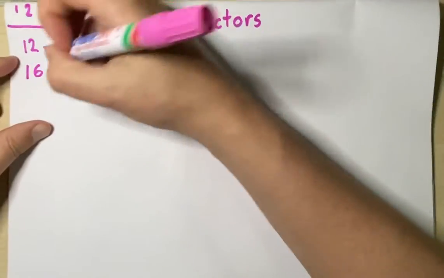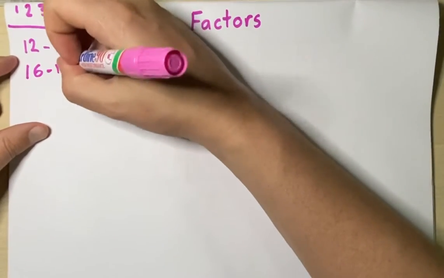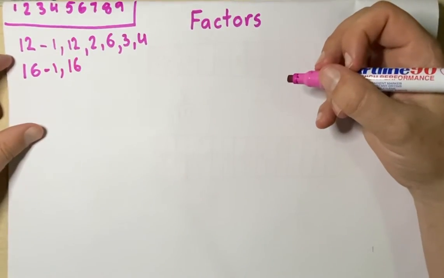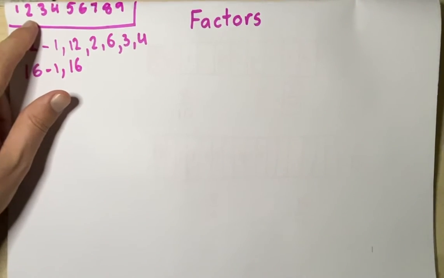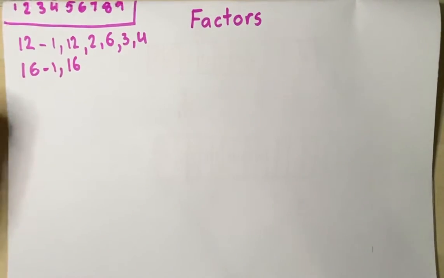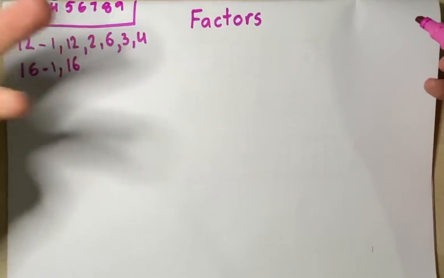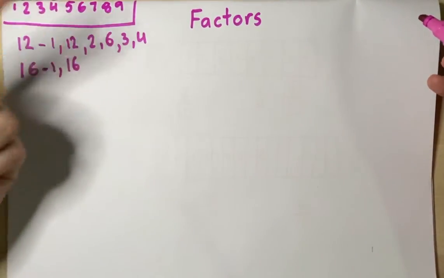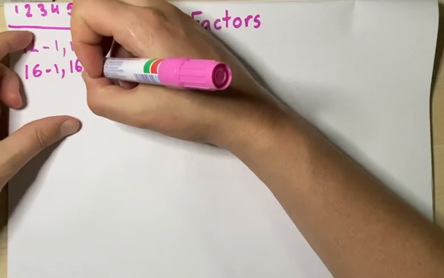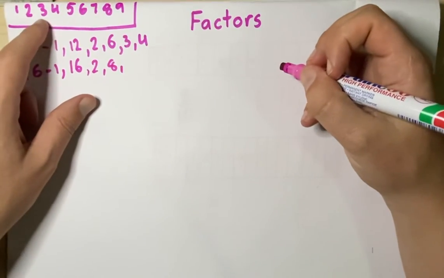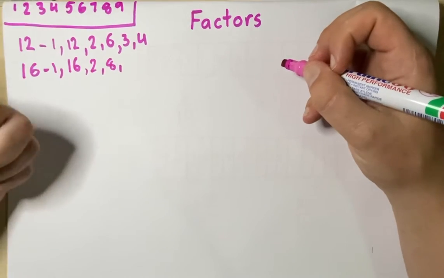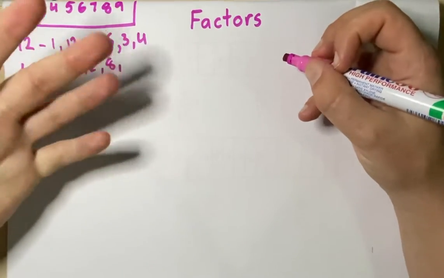Let's test 16. So obviously 1 and 16 are factors. Now remember, if it's an even number, 2 is always going to be a factor of that number. So 2, 4, 6, 8, 10, 12, 14, 16. So 2 and 8 are factors. Let's test 3. 3, 6, 9, 12, 15, 18.